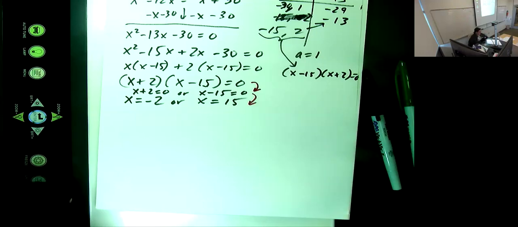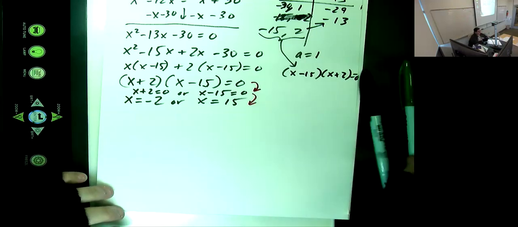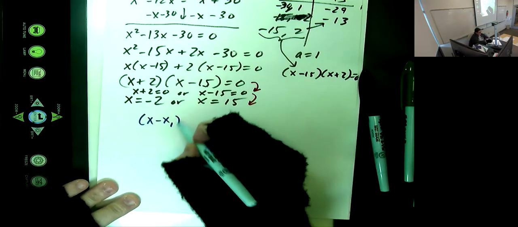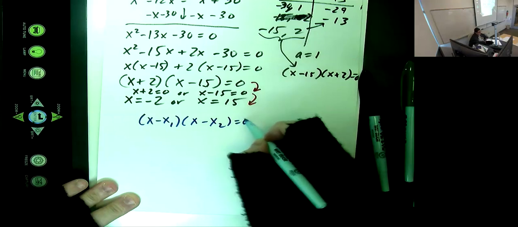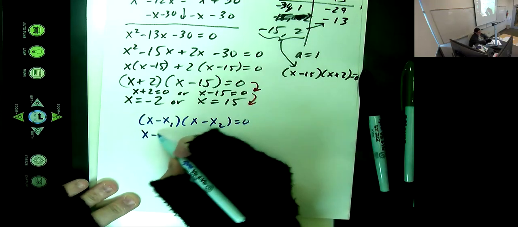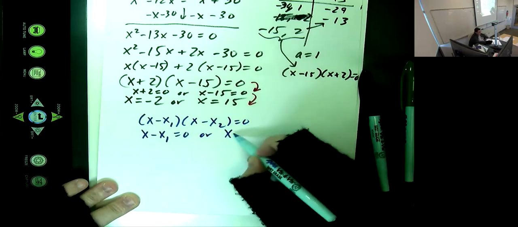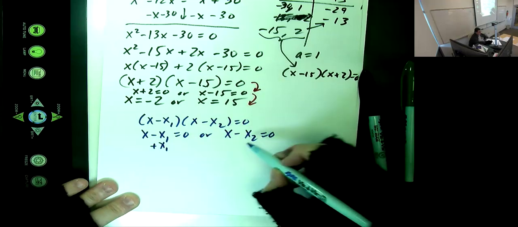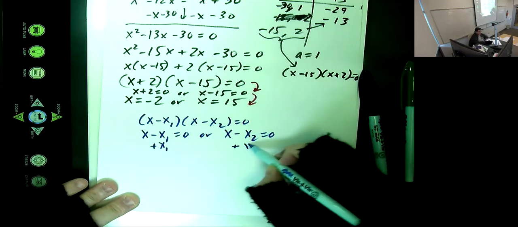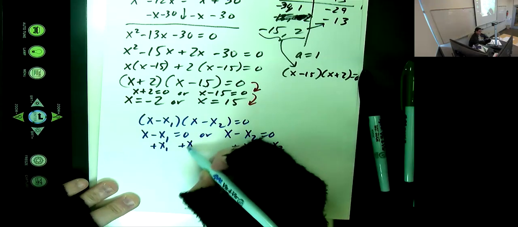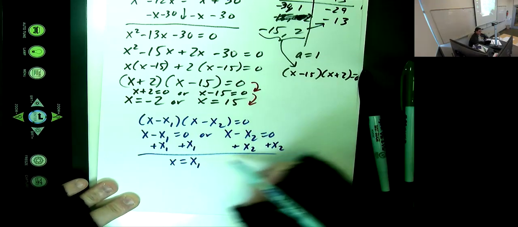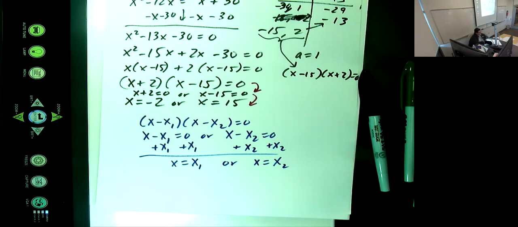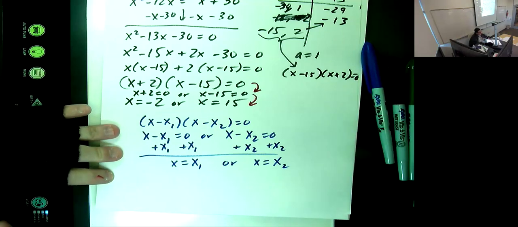Which technically means we can go backwards. If we had x minus x1 times x minus x2 equals 0, we would say x minus x1 equals 0 or x minus x2 equals 0. And we would add x1 to both sides here, add x2 to both sides here, and we get x equals x1 or x equals x2. If you start with the solutions and you need the equation, you can go backwards.